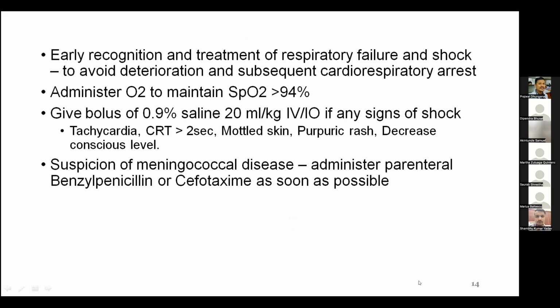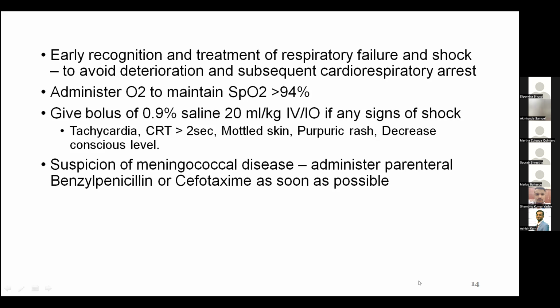Next is early recognition and treatment of respiratory failure and shock, to avoid deterioration and subsequent cardiorespiratory arrest. In the pediatric age group, they may have a respiratory component more than a cardiovascular one, so we have to focus more on the respiratory cause, and administer oxygen if SpO2 is less than 94% to maintain oxygen saturation above 94%. For any shock in pediatrics, we can give a bolus of normal saline 0.9% at 20 ml per kg, by IV or IO route. Sometimes in pediatrics it is very difficult to get IV cannulation, so the intraosseous route may be a helpful line for the pediatric age group.